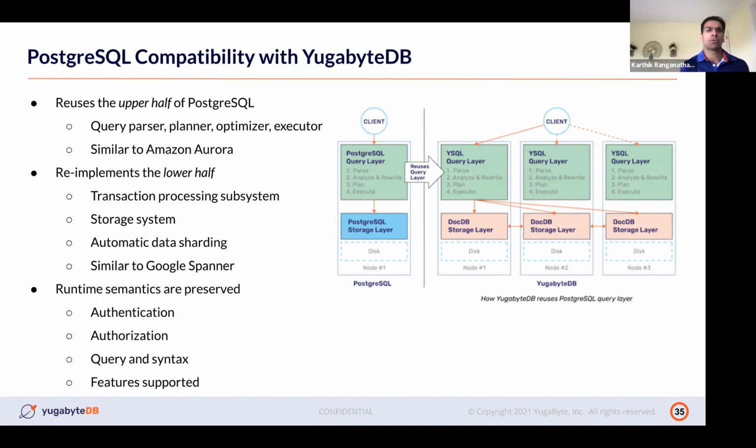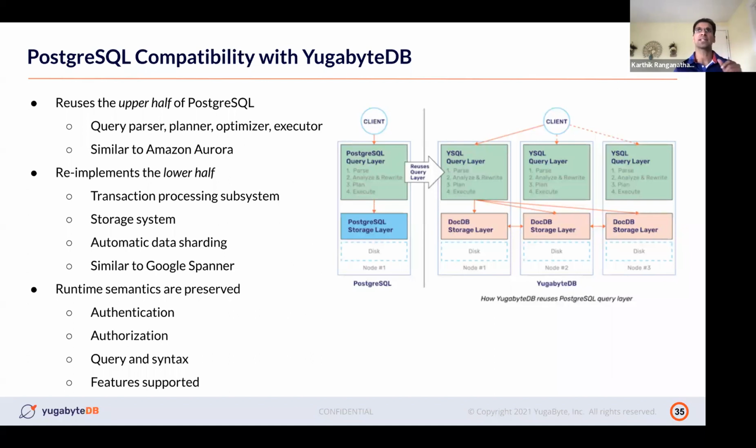Okay, so PostgreSQL compatibility with YugabyteDB, right? How does YugabyteDB achieve Postgres compatibility? Well, just like Aurora, it reuses the upper half of PostgreSQL, but unlike Aurora, it only uses the query parser, planner, optimizer, executor, postmaster, all of those things, like Aurora, but it re-implements the entire lower half.